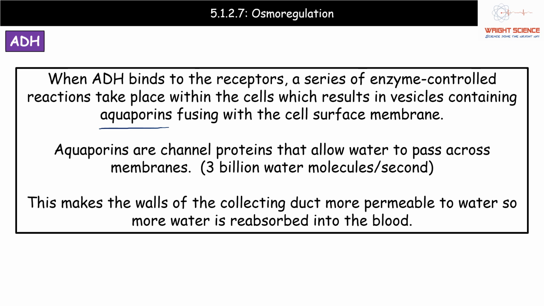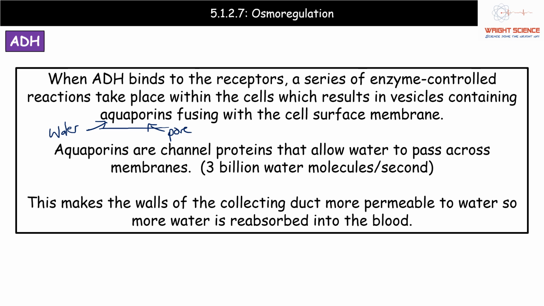Now, aquaporins, if we think aqua is basically to do with water, and porins sounds like the word pore, like little holes. So basically these aquaporins are going to create little pores for water. They're going to basically act like a little hole to allow water to move. So ADH binds to those receptors. We then have our vesicles containing the aquaporins that will fuse with that cell surface membrane of the collecting ducts. And as a result, we're embedding those channel proteins, the aquaporins, into the cell surface membrane, and therefore water is able to cross those membranes really quite quickly.